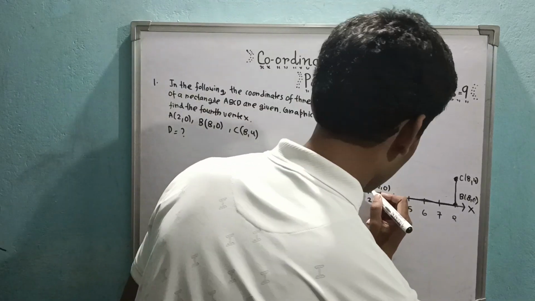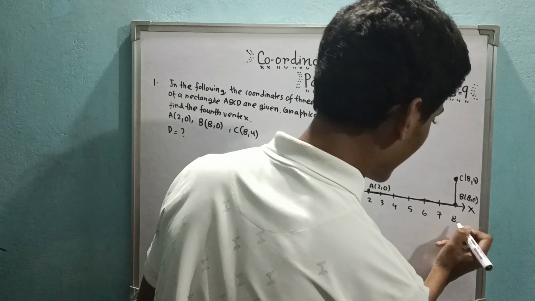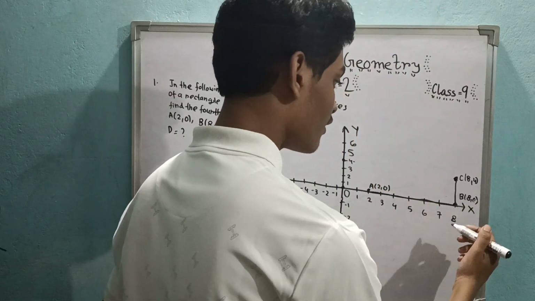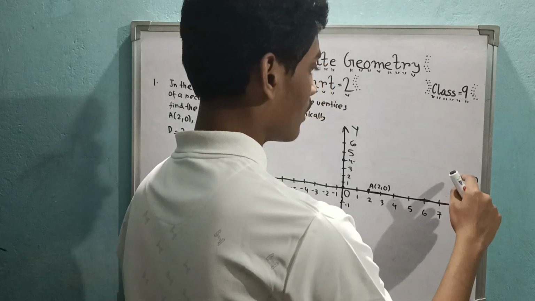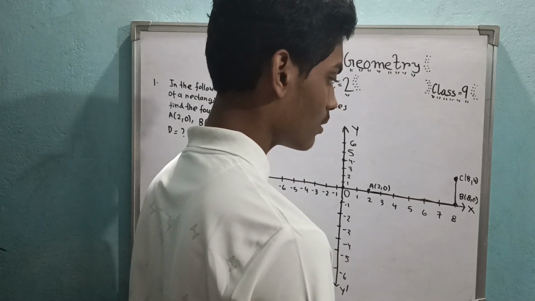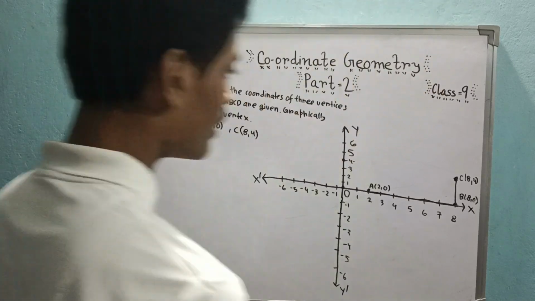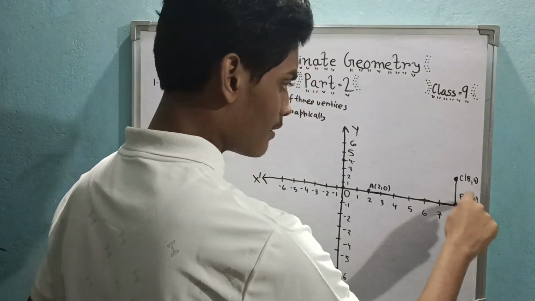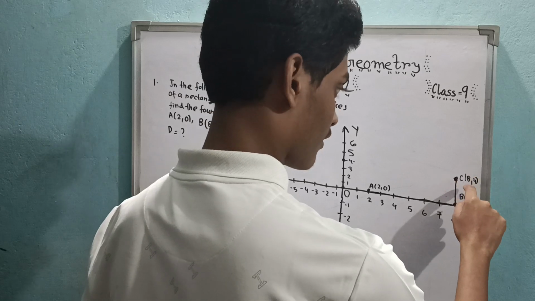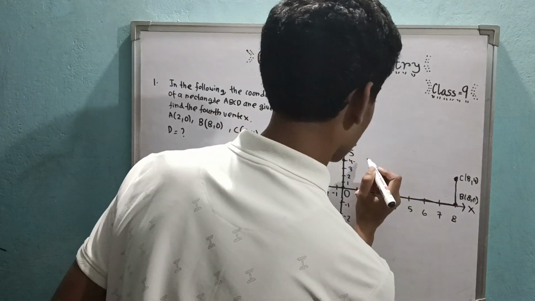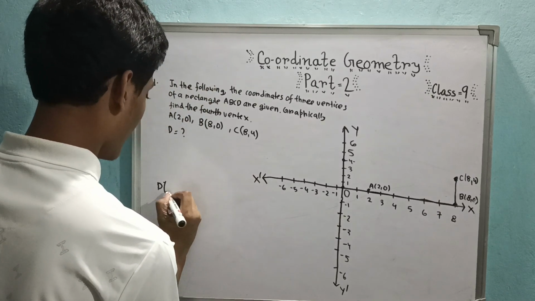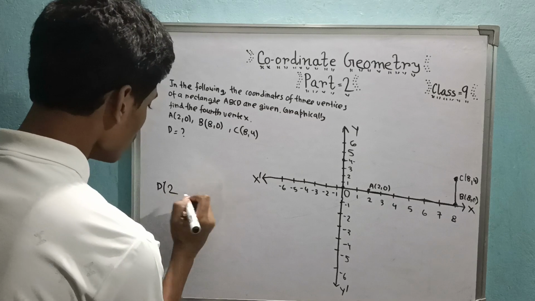Just see this. Between A and B, what is the distance? How many units are there? 6 units. That means between C and D also a distance of 6 units should be maintained, right? So for C it is 8 on the x-axis, and for D on the x-axis it should be 8 minus 6, which is 2.